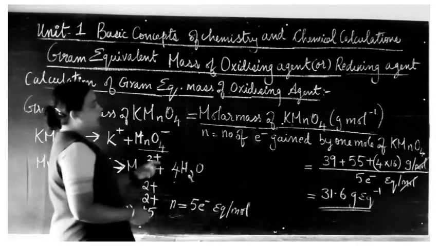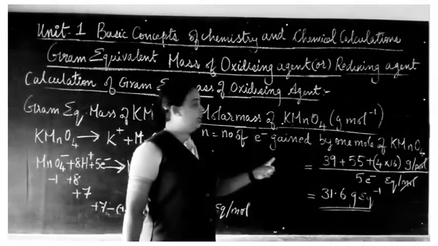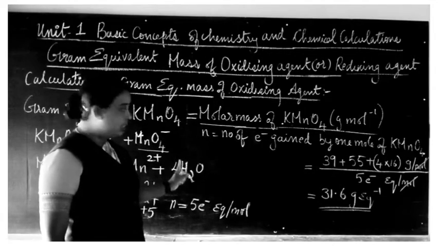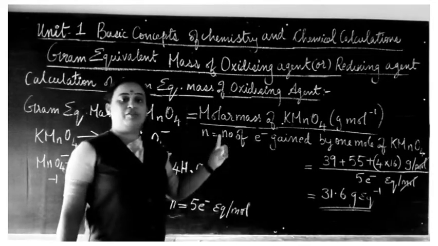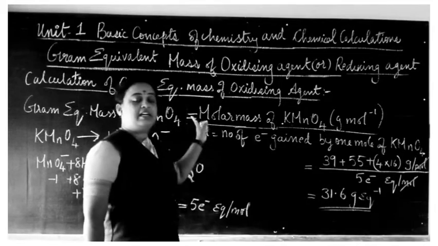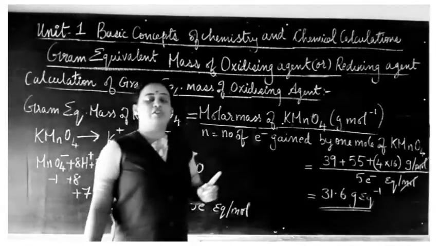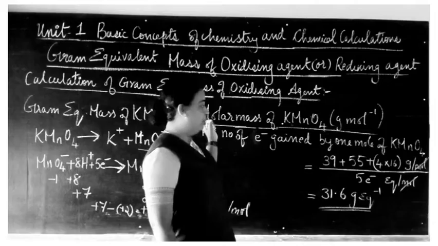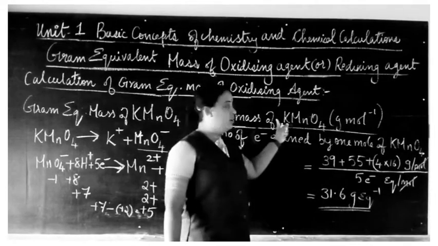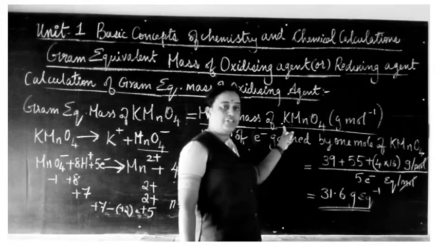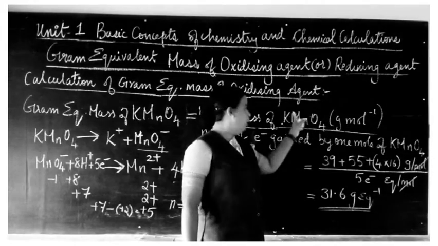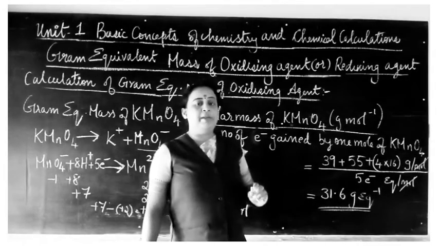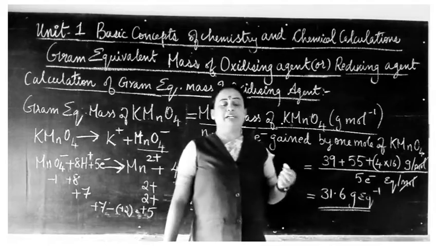Now let us see the molar mass of KMnO4. The formula is like this: the equivalent mass of KMnO4, which is the oxidizing agent, is equal to the molecular mass of the oxidizing agent KMnO4 divided by the equivalence factor, that is, the number of electrons gained by 1 mole of KMnO4. First we need to calculate the molecular mass of KMnO4, a compound containing potassium, manganese and oxygen. For simple elements, it is better to memorize atomic masses.